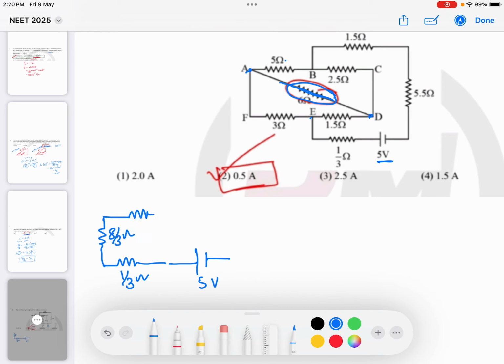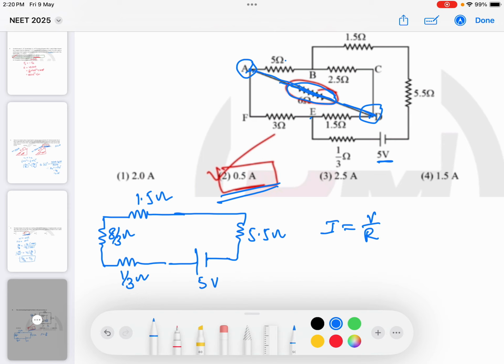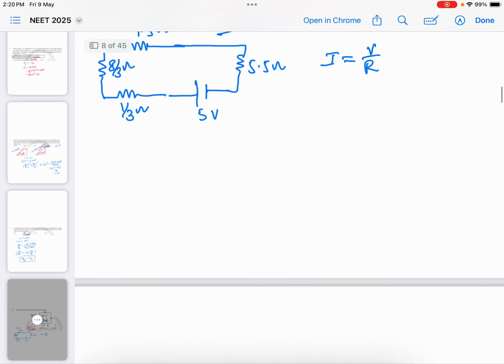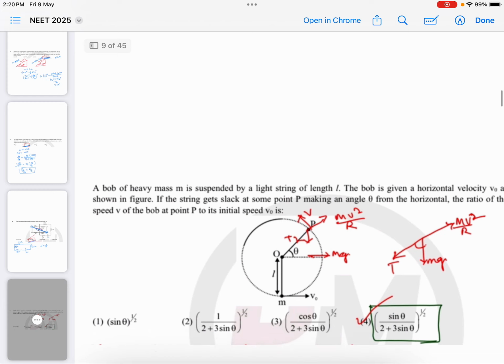And another resistor at the top is there, that is 1.5 ohm, and one more resistance is there, called 5.5 ohm. This is your actual circuit. So you can calculate current value is equal to V by R. So finally you get the answer is 0.5 amps. So for this question you first know that potential A and potential B have the same potential. There is no current passing through this diagonal resistance, nothing but 6 ohms. That 6 ohms is deleted. Current density, very easy question.